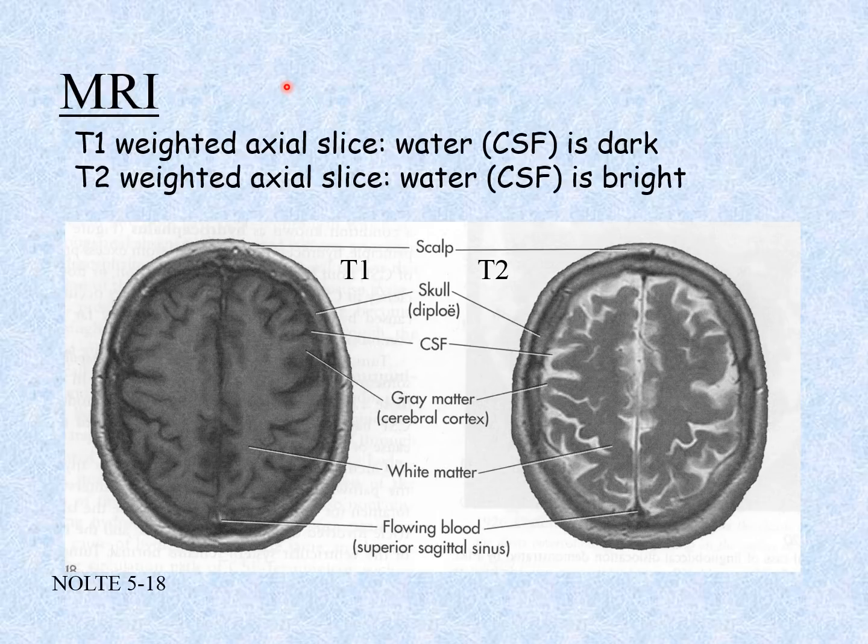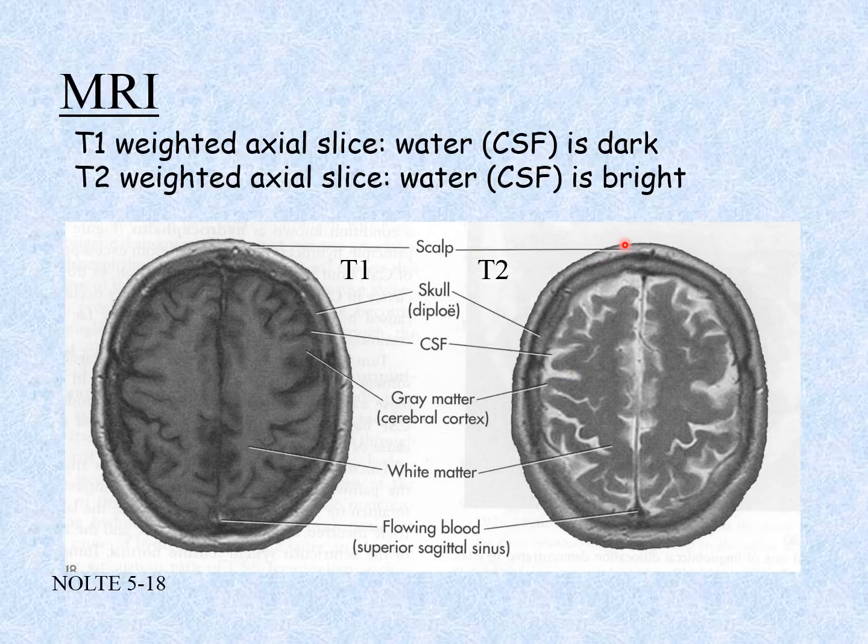In MRI, there are a variety of sequences that can be used to see tissues somewhat differently. We'll start off with just recognizing two major sequences, a T1 weighted axial slice and a T2 weighted axial slice. In a T1 weighted axial slice, the CSF is dark, as we see here, the CSF in the sulci, whereas in a T2 weighted image, you see that the CSF is all white.